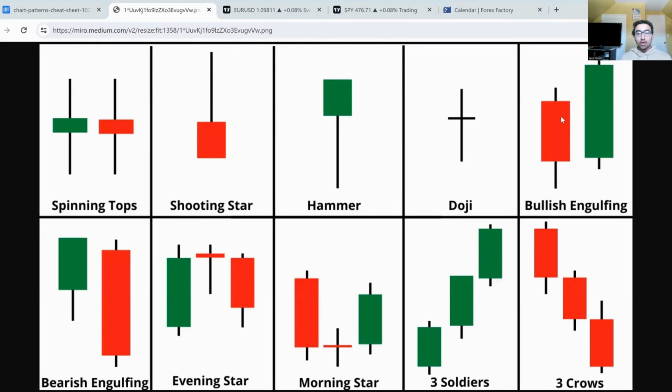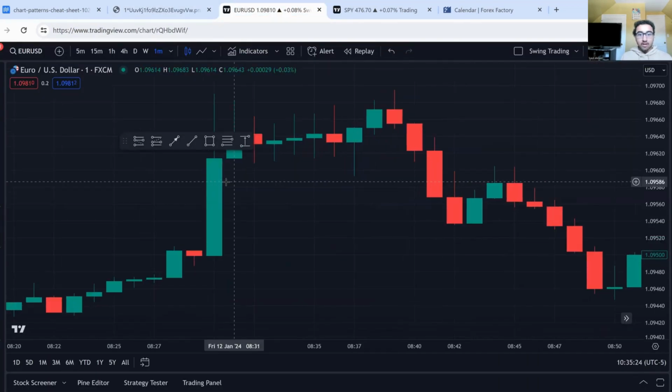So we're going to be looking at the chart, and I'm going to be showing you these candlestick patterns, what they mean and how to use them. All right. So let's try finding spinning tops. Again, guys, spinning top right over here.